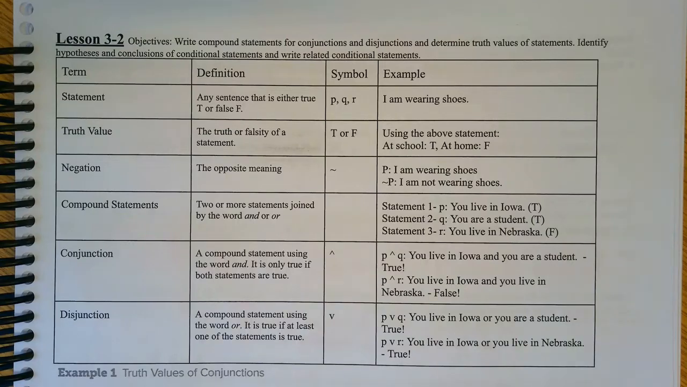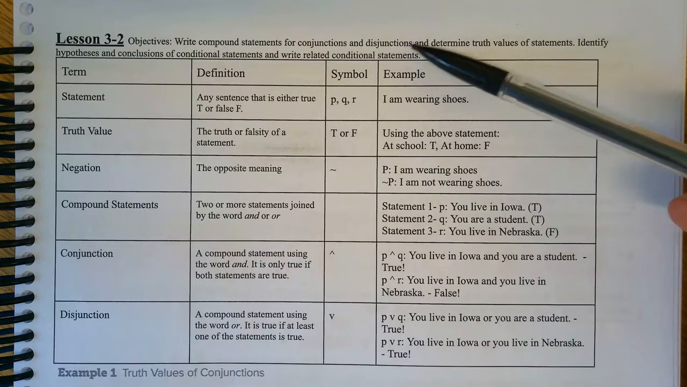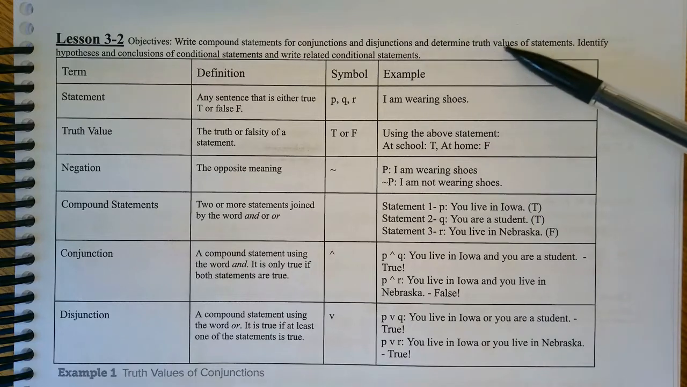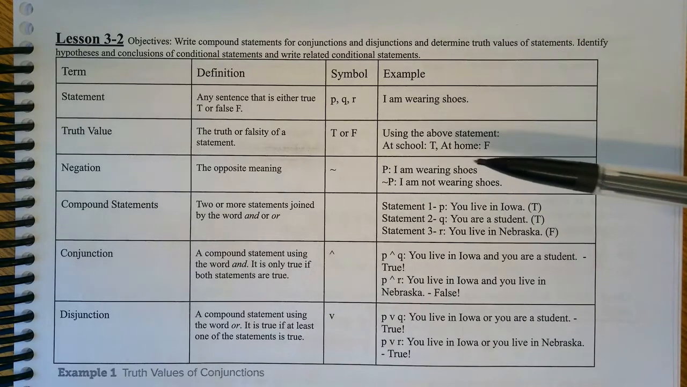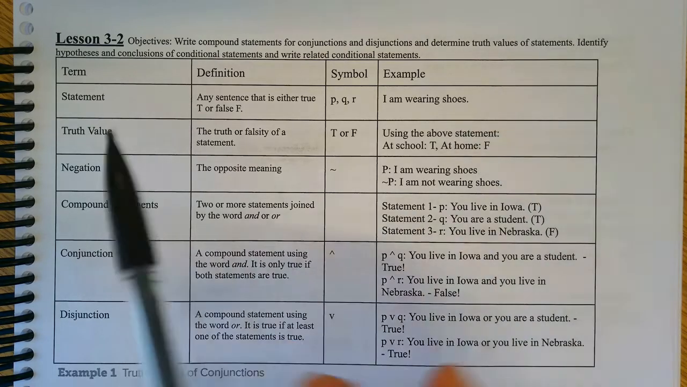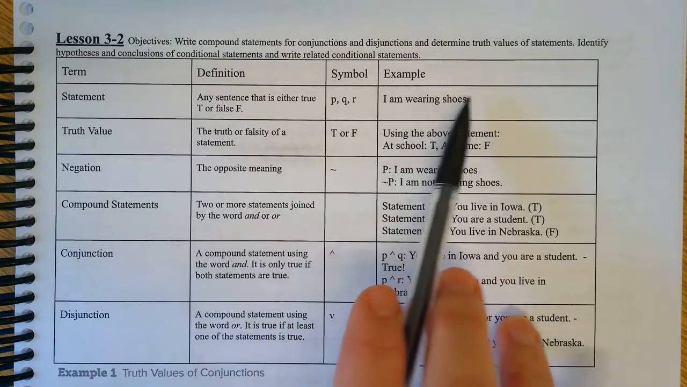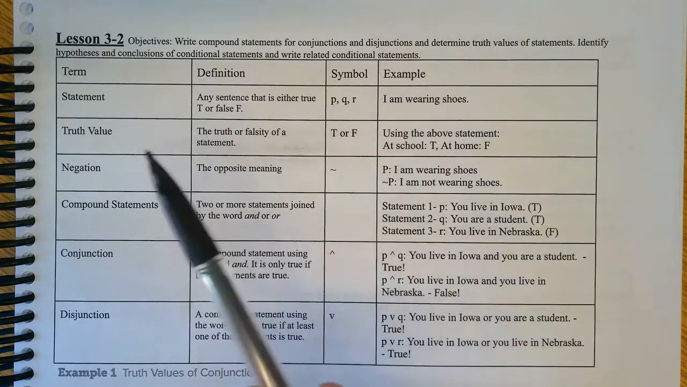Section 3.2 is where we will write compound statements for conjunctions and disjunctions and determine truth values. We'll also identify hypotheses, conclusions of conditional statements, and write related conditional statements. A statement is any sentence that is true or false. So I am wearing shoes is an example of a statement.